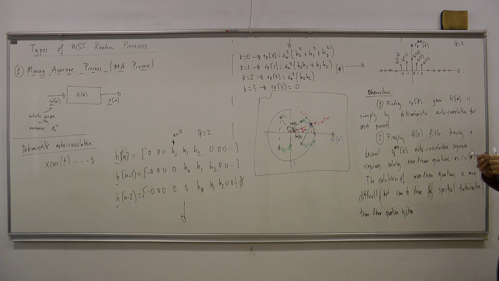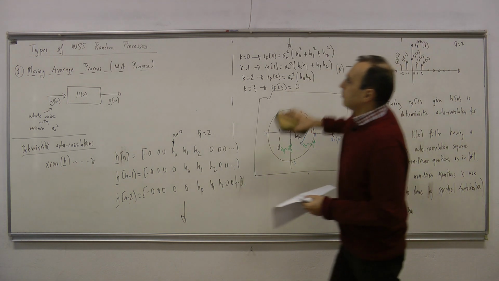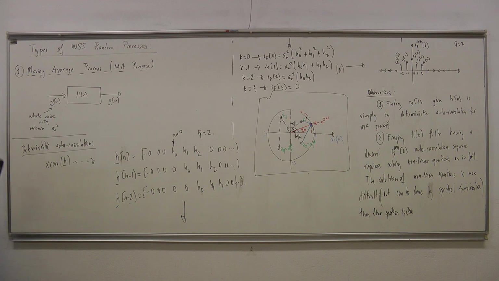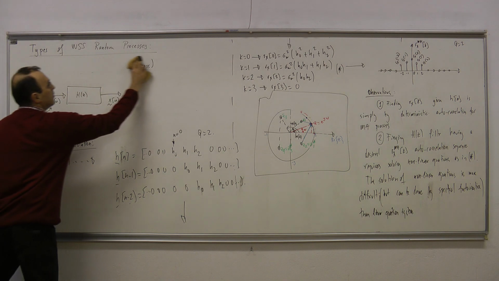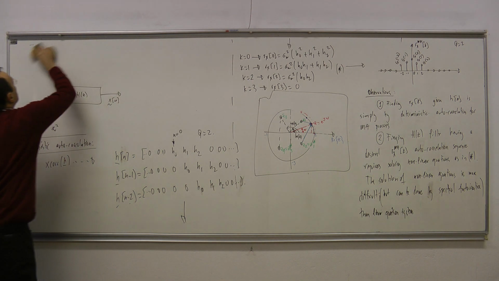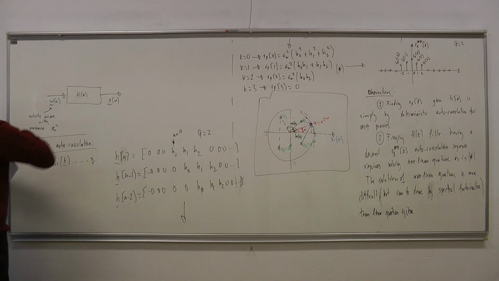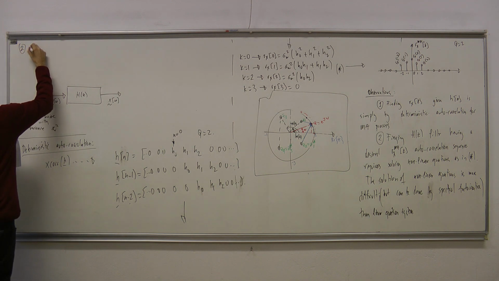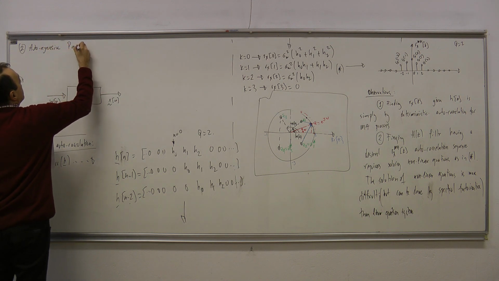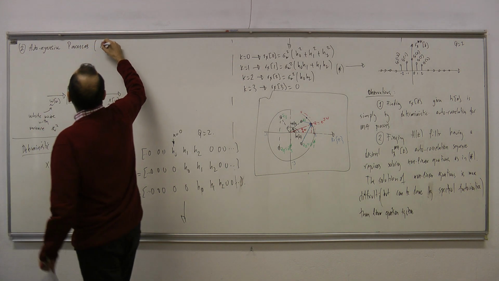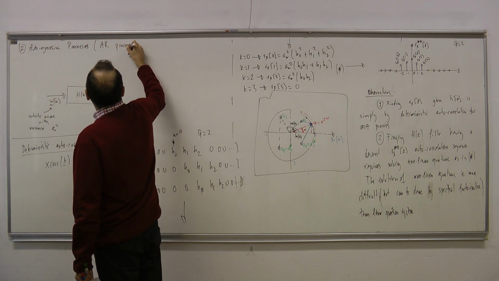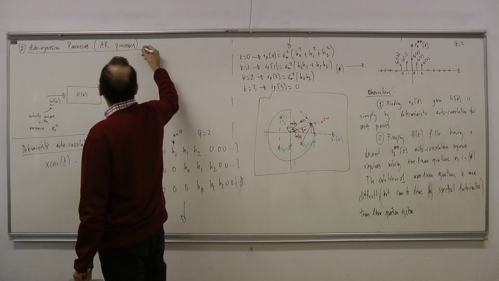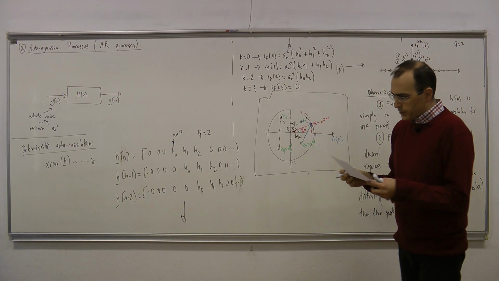Okay. What else? Very good. Now I would like to discuss, this is the end of moving average processes. So as you can see, this is type number one. Now I would like to discuss the second process, and this is number two, autoregressive processes. And these are called AR processes. Okay? So what is this one?